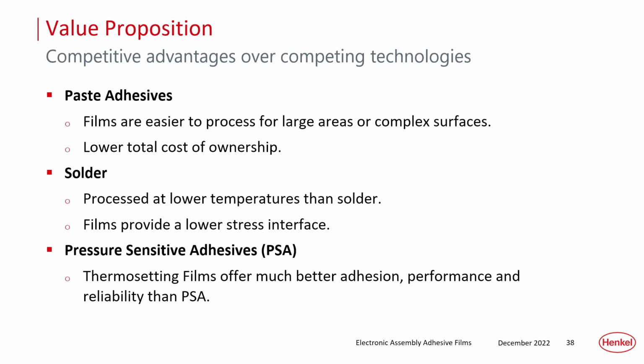If you compare it with solder, well, typically the curing temperature of these things is about 150, so it's lower than solder. You're building less stress into the module. And they're also more flexible and more crack resistant than solder, typically anyway. And if you compare it with a pressure sensitive adhesive, these thermosetting films are much stronger, and they'll give a much better performance and reliability than just a basic pressure sensitive tape.